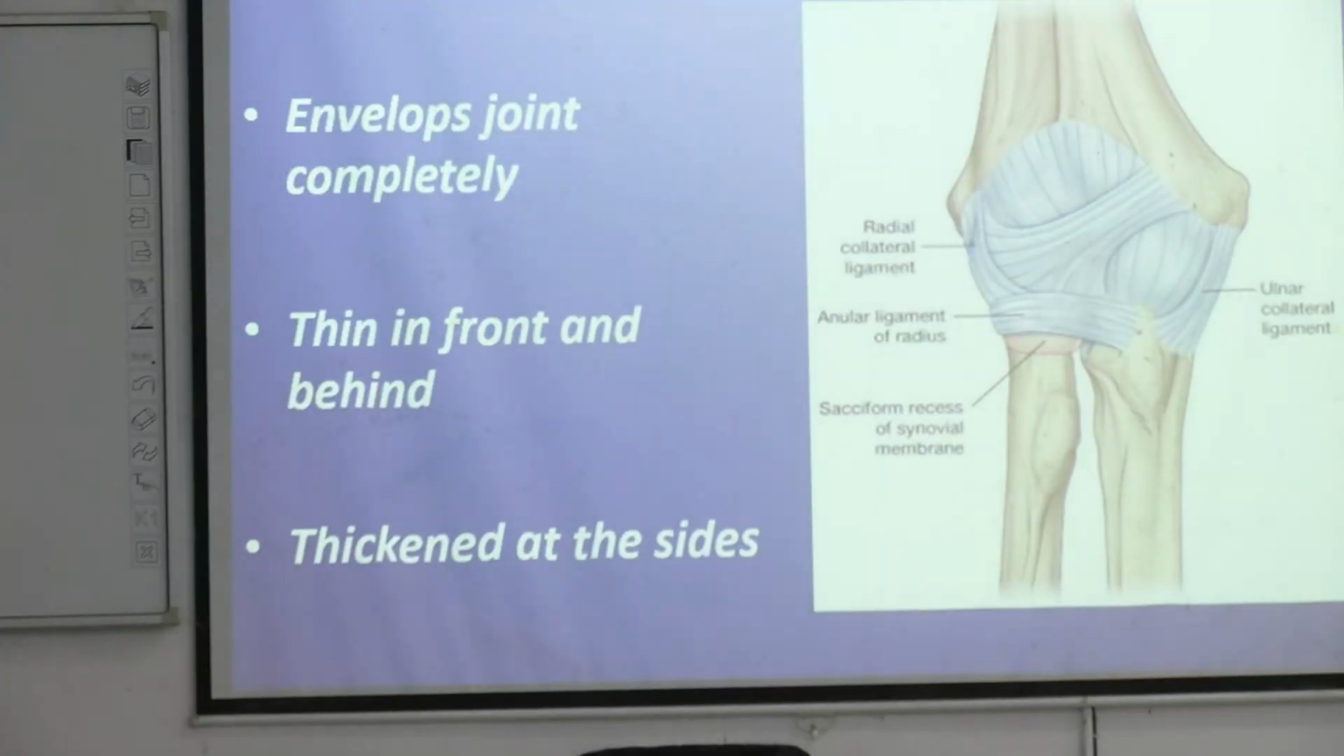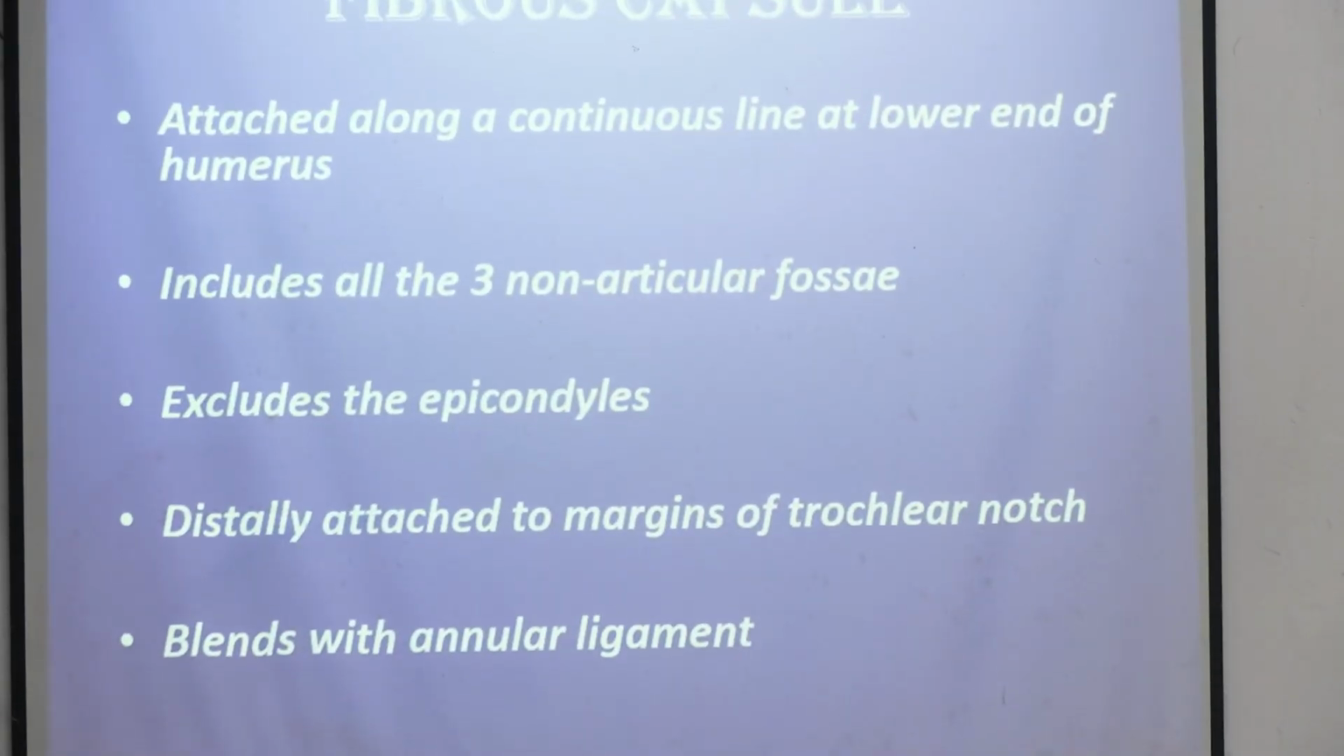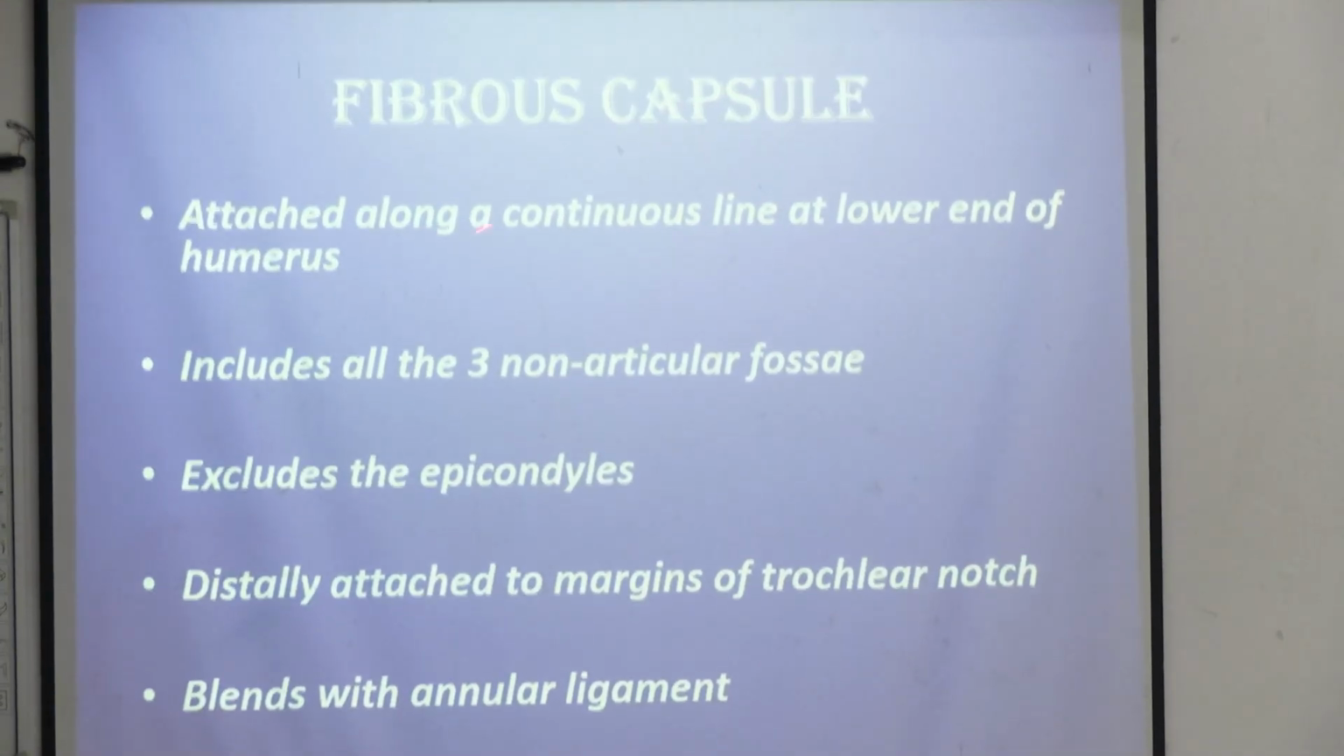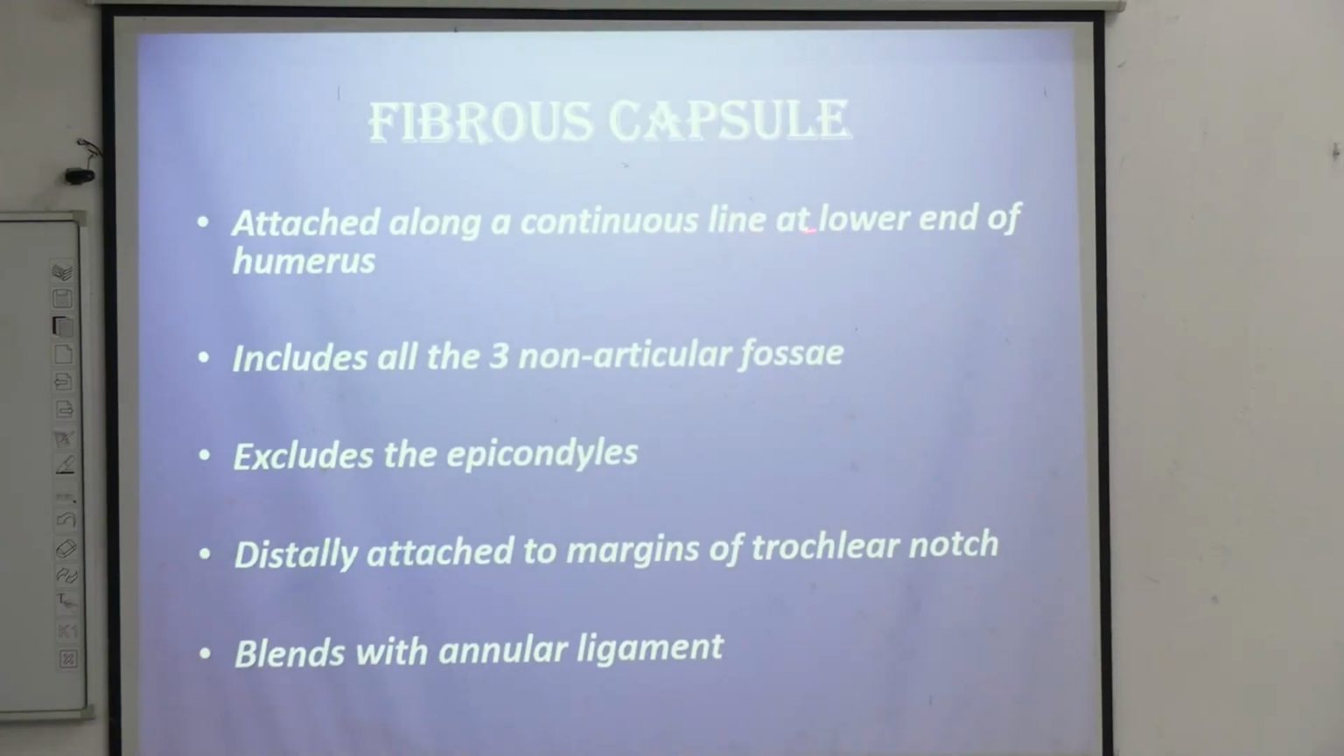Now the fibrous capsule is attached along a continuous line at the lower end of the humerus, includes all the three non-articular fossae, excludes the epicondyles, and is distally attached to the margins of the trochlear notch, blending with the annular ligament.